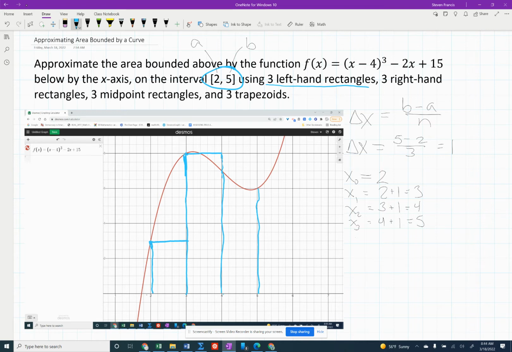And then I go to the last subinterval from 4 to 5. I go to the left endpoint 4, trace up until I hit the curve, and draw a horizontal line from left to right to the other endpoint, and just complete the rectangle. So for my left-hand endpoint rectangles, those are the 3 rectangles that I'm going to find the area of and add together to get my approximation.